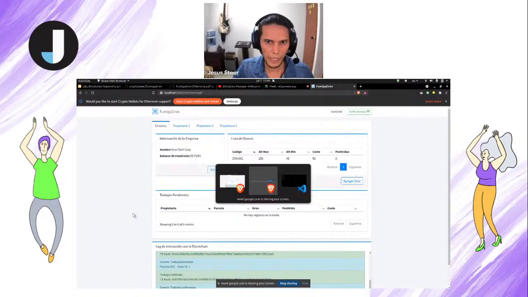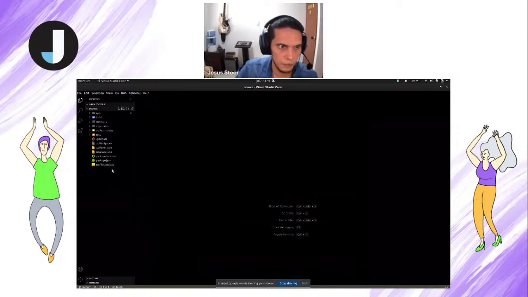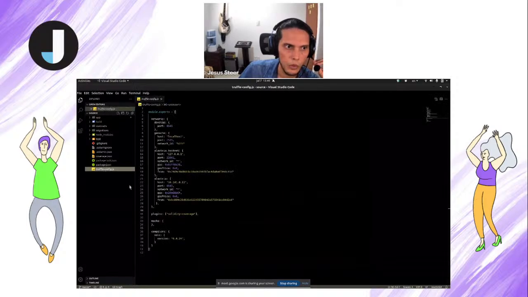Now I would like to show you the code, how it's built. First, this is the folder structure of this project. For example, this is the configuration for Truffle. I have here all the networks I will use for this project. For example, we just use develop, but we can use some production or testing networks. So this is the way to set all this.